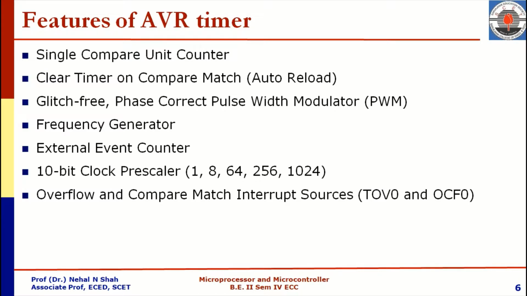Two flags, TOV0 and OCF0, are associated with timer 0. TOV0 is the timer overflow flag and OCF0 is the output compare match flag. So these two flags indicate the status of your timer, based on which it is identified whether the interval is completed or what state the timer is in.